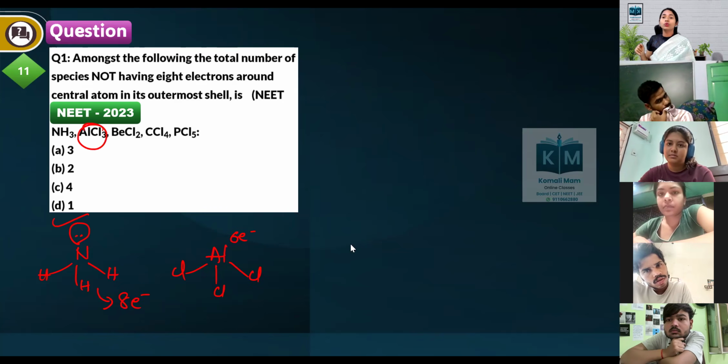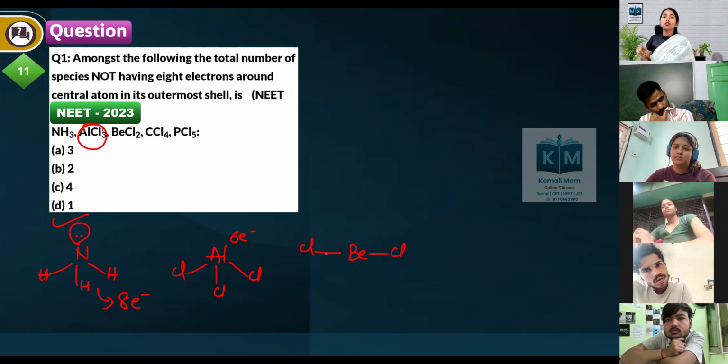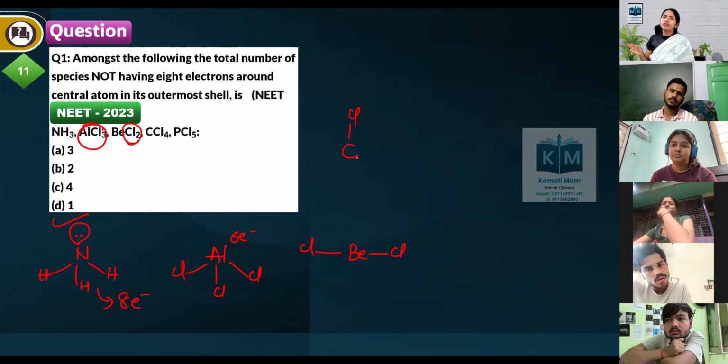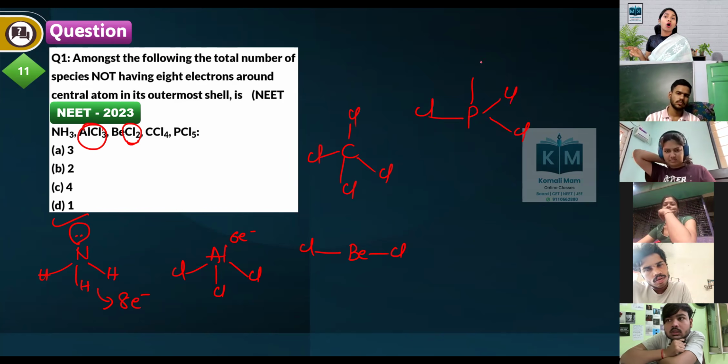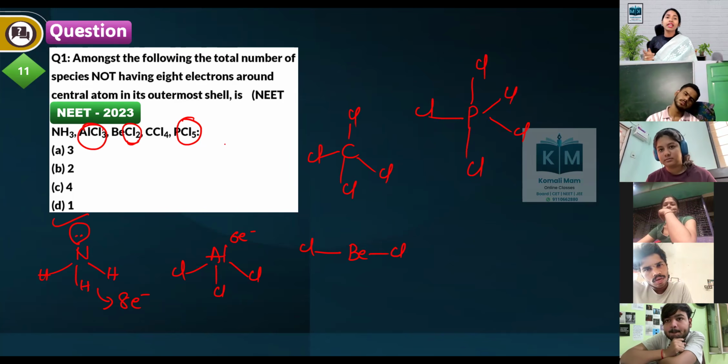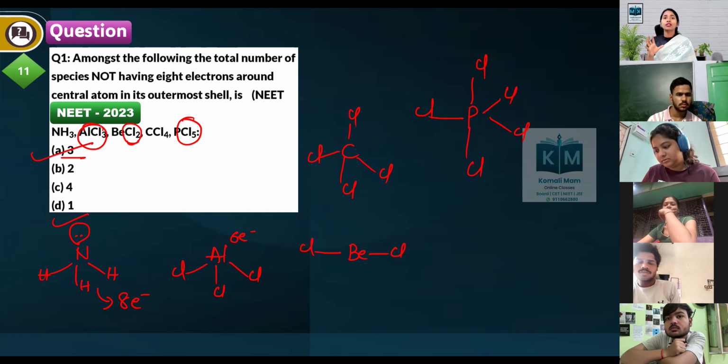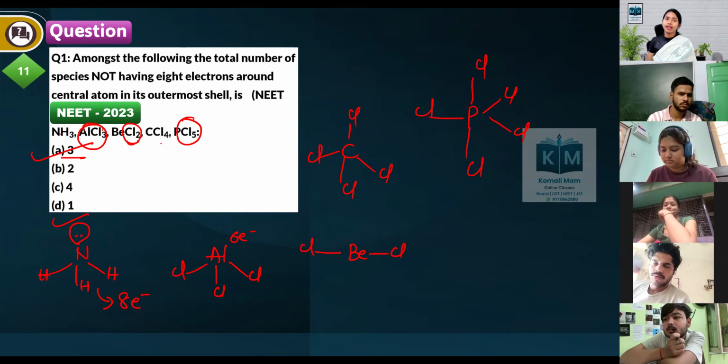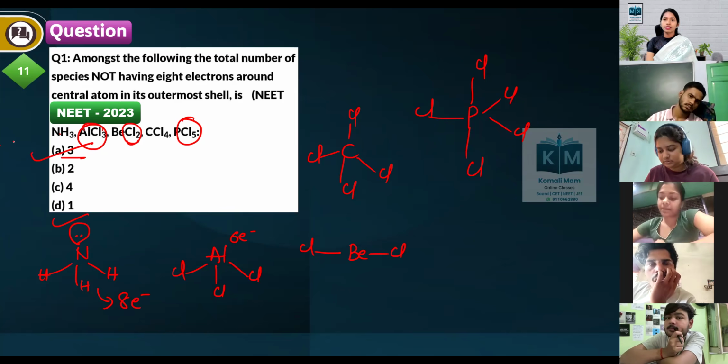Next, BeCl2. Beryllium, it is 2 bonds, so 2 plus 2, 4 electrons. So this is not satisfied. CCl4, 4 bonds are there, 4 2s are 8 electrons, satisfied. PCl5 is having 5 bonds, means total 10 electrons it is having. So this is not having 8 electrons. Then what are the species which are not having 8 electrons? AlCl3, BeCl2, even PCl5 also we have to count. Then only 8 electrons are in NH3 and CCl4. Option A is the correct answer to this question.